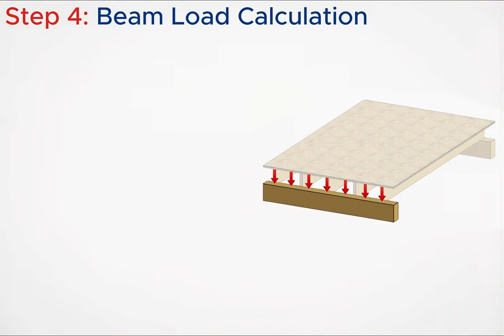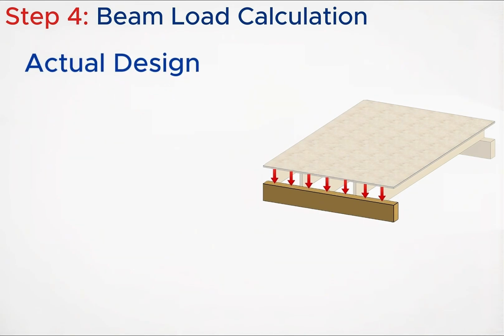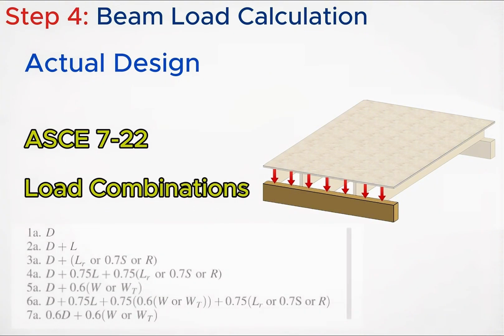For today's example, we're using a simple service load case to understand the basic concept. In real structural design, engineers use load combinations defined by ASCE 7. Those combinations determine how different loads interact with each other. But don't worry about that just yet. For now, our goal is simply to understand where beam loads come from. We'll explore load combinations later in the series.